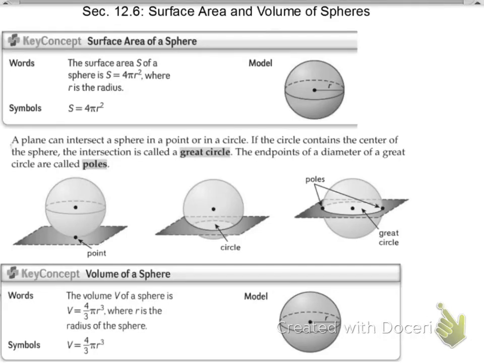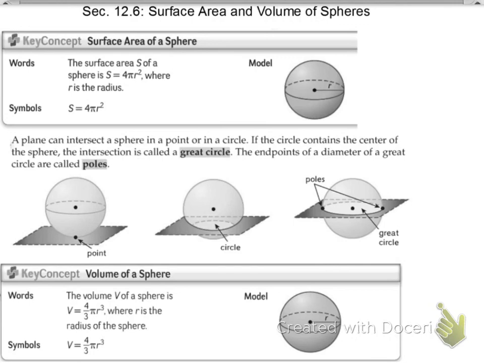Okay, during this video we're going to be focusing on spheres, and we're going to be talking about the surface area and volume of these spheres. I think these are two of the easier formulas to use, they're just a little bit more straightforward. So let's first talk about surface area.